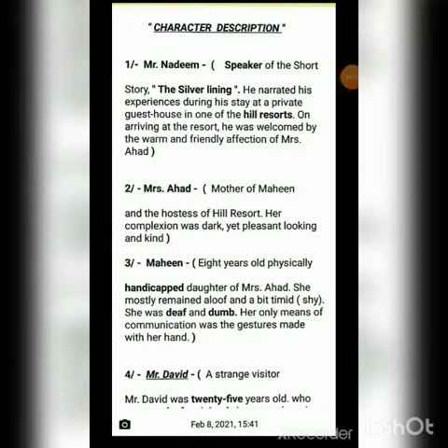All right, so now we are going to learn about the character description. There are four important characters in the story. The first character is Mr. Nadeem. Mr. Nadeem is basically the speaker of the story, The Silver Lining. And what do you mean by the word speaker? A speaker is a person who narrates or tells the story in his own words, who shares the experiences he has had. Mr. Nadeem narrated his experiences during his stay at a private guest house in one of the hill resorts.